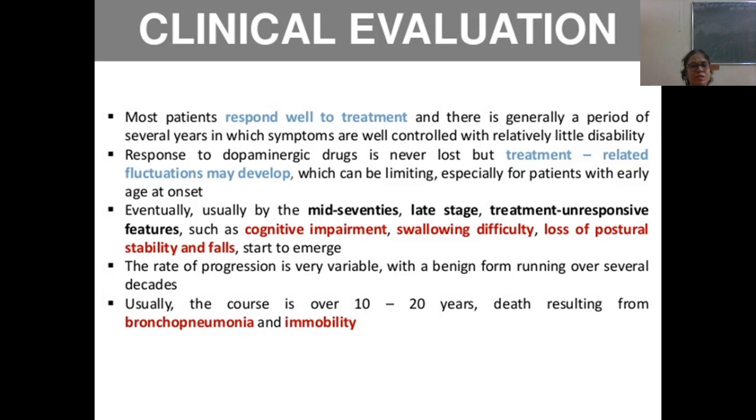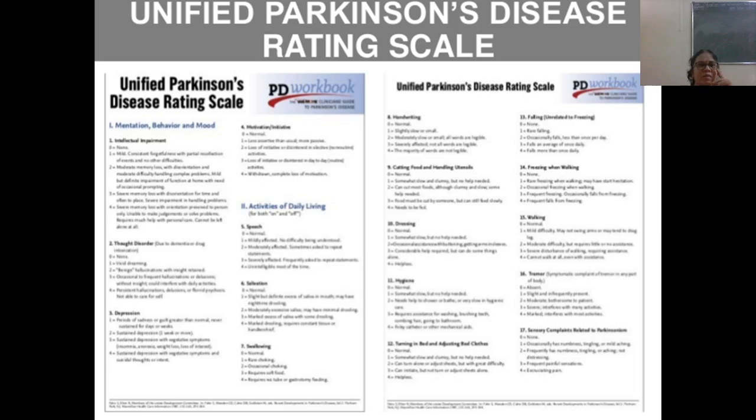Then the rate of progression is very variable, with a benign form running over several decades. Usually the course is over 10 to 20 years, with death resulting from bronchopneumonia and immobility. Then the Unified Parkinson's Disease Rating Scale is a rating scale used in case of Parkinson's disease. You can just go through it.